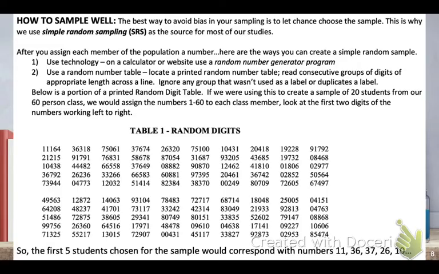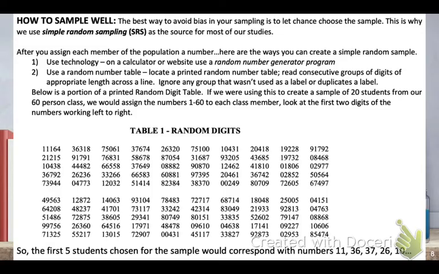Here's how it works. After you assign each member of the population a number, there are different ways that you can create a simple random sample. You can use technology. On a calculator or website, you can use a random number generator program to generate numbers and create your sample.